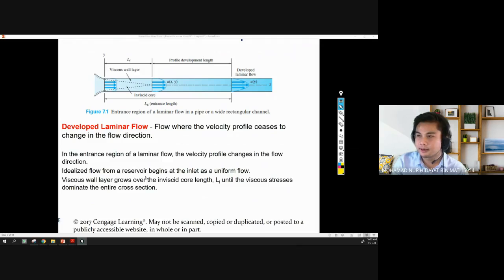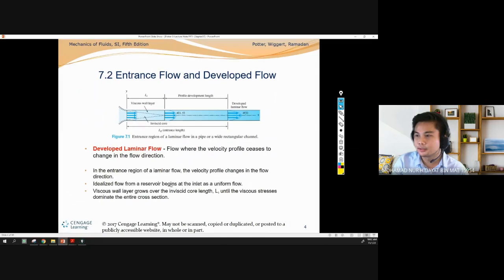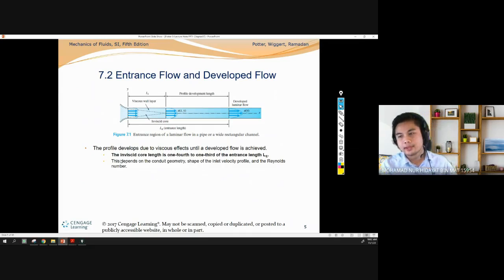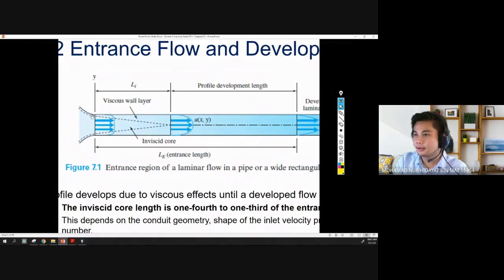Okay, this one I have mentioned to you, explained to you further. Alright, this one. The profile developed due to the viscous effect until the developed flow is achieved. Okay, that means this profile, you can see here, this profile tries to change its shape like a baby. Remember, the baby tries to crawl, tries to stand, tries to walk and falls down. This will change as well. This will change until.